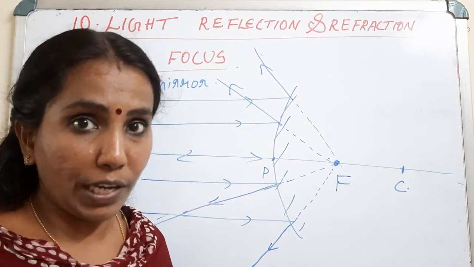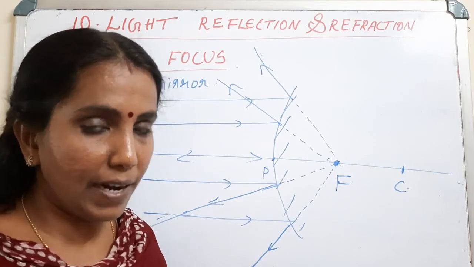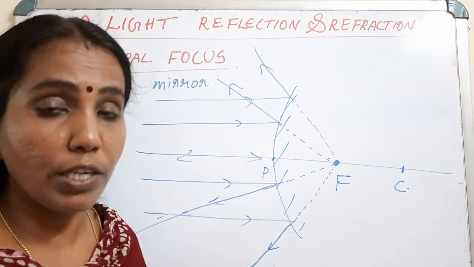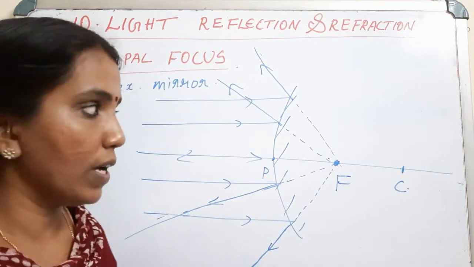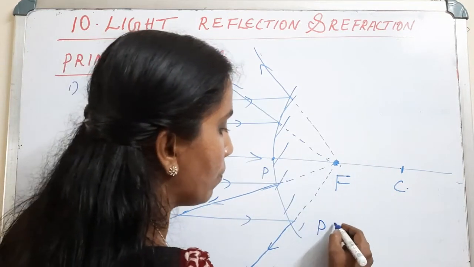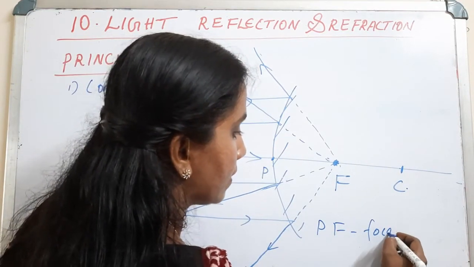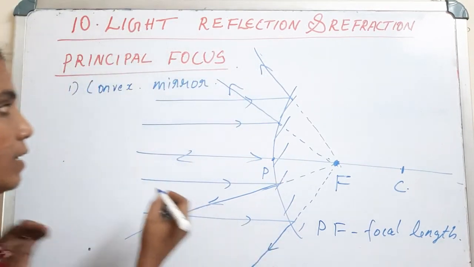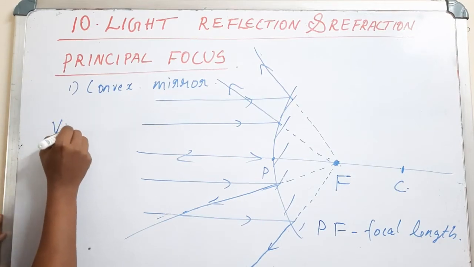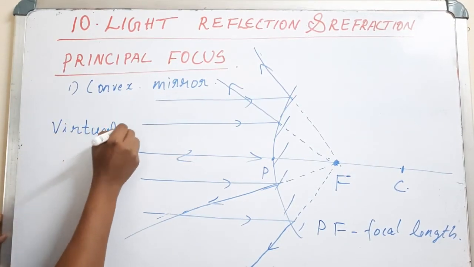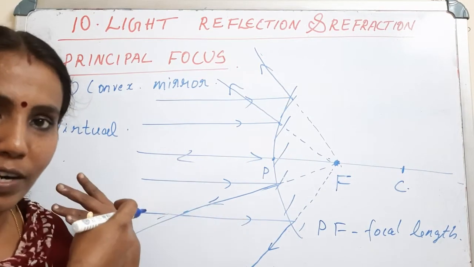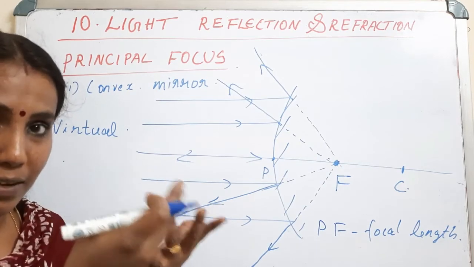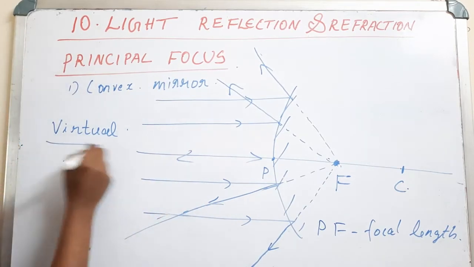So that point where the extensions meet, that's what we call the principal focus. That's what we spoke of physically, that is, the reflected rays appear to diverge from a point on the principal axis, and that point is called the principal focus. And here also this distance PF we call the focal length. That distance from the pole is called the focal length. And here the focus is of what nature? Virtual, because actually the reflected rays are not diverging from that point. They appear to diverge. It's not taking place physically. So we call that focus virtual.